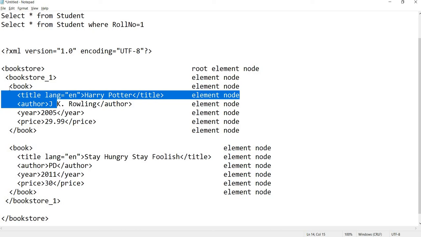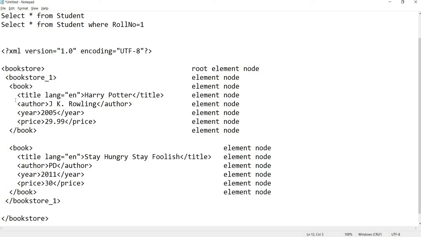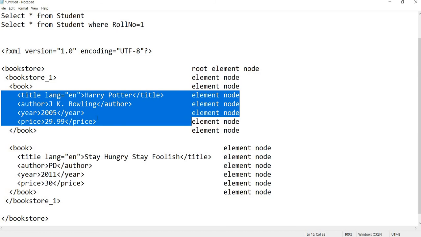Like if you can see here, if we talk about this title element, who is the title element's parent? Book element. So this book element is containing that title element, right? So book is a parent for this title, author, year, price, because they are contained inside book open and book close. Hence the book becomes the parent. So parent means the direct parent.